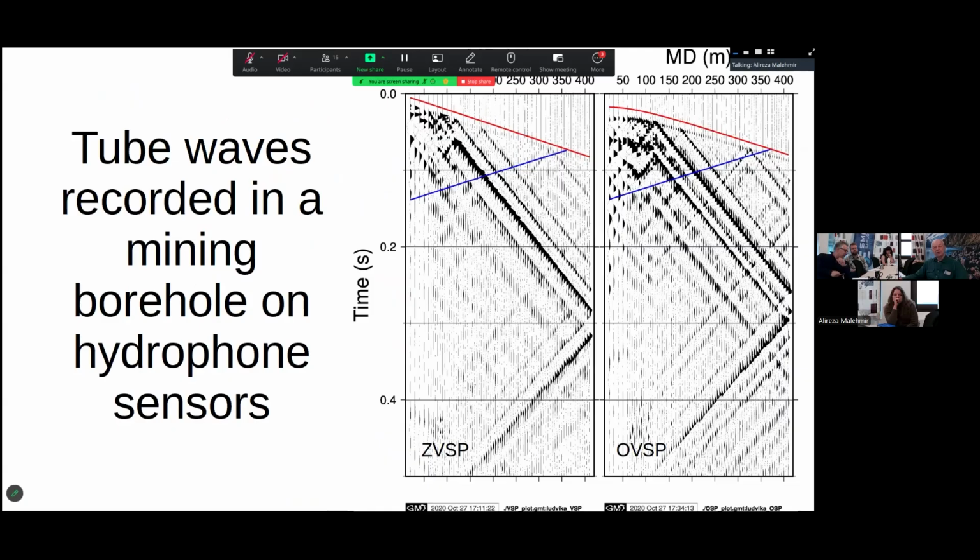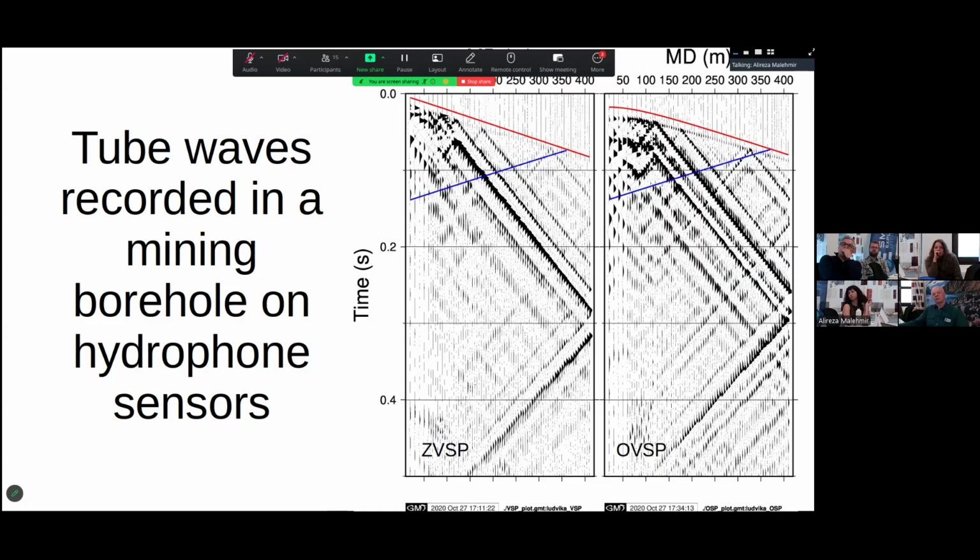So here's an example of generation of tube waves from a mining borehole. We don't have fiber in the borehole now, we have hydrophones. This is a zero offset VSP here on the left-hand side, and we have several locations where the P wave is coming down and we see tube waves being generated. The blue line here represents where we expect to see a reflection. You can see that the tube waves are masking any sign of this reflection, even if it was present.